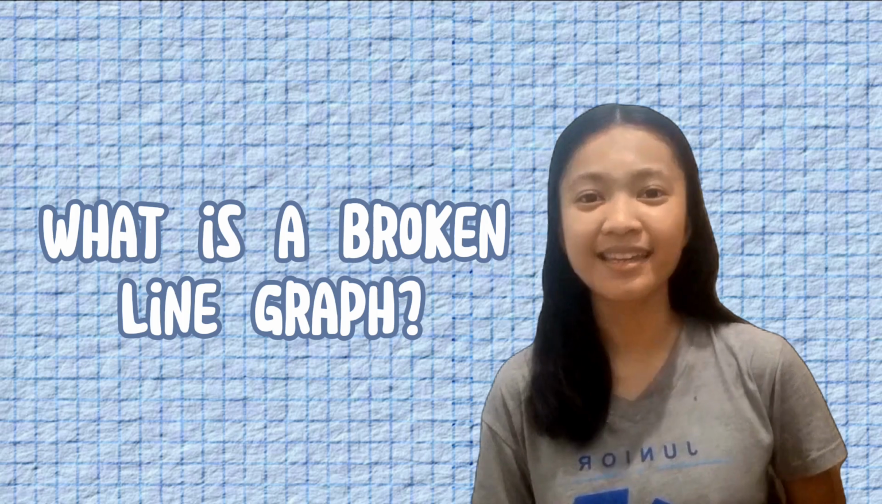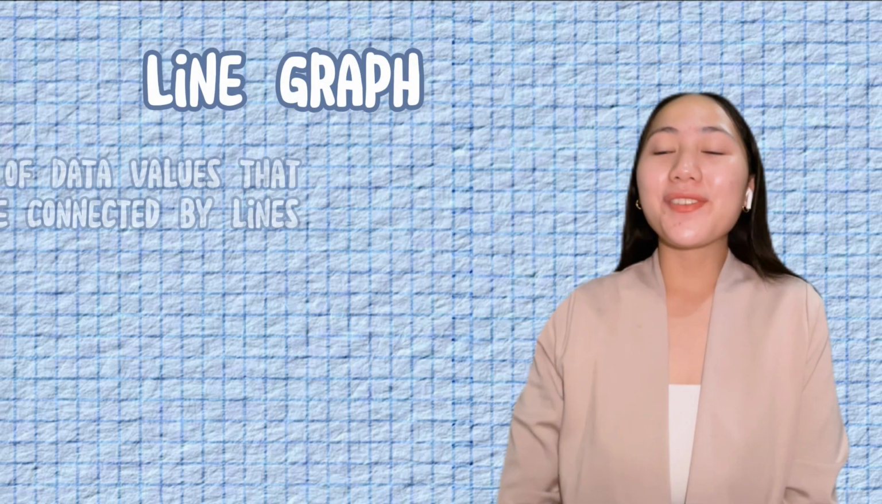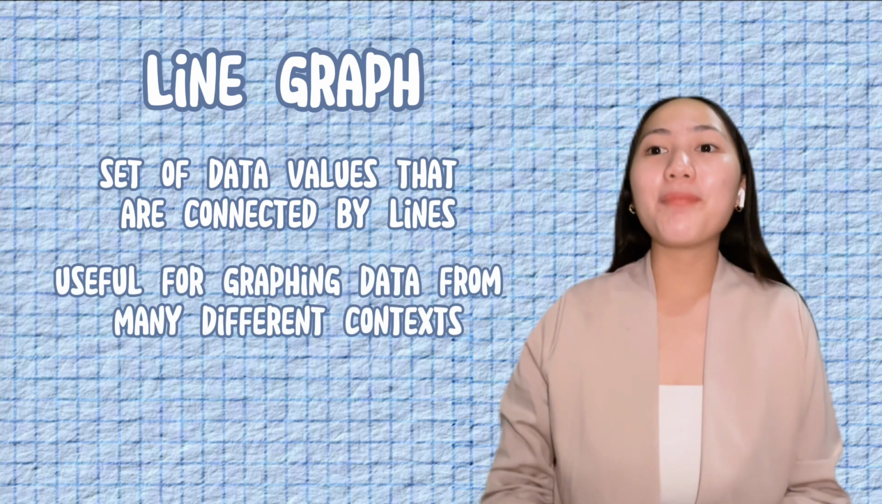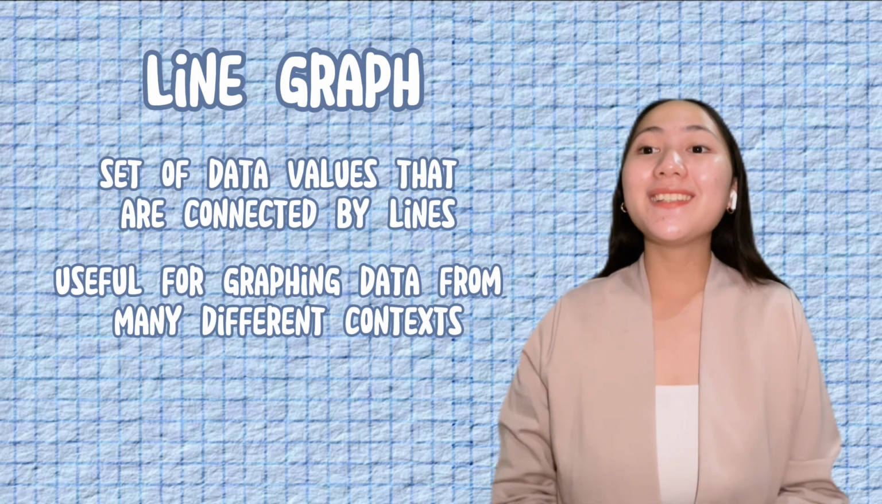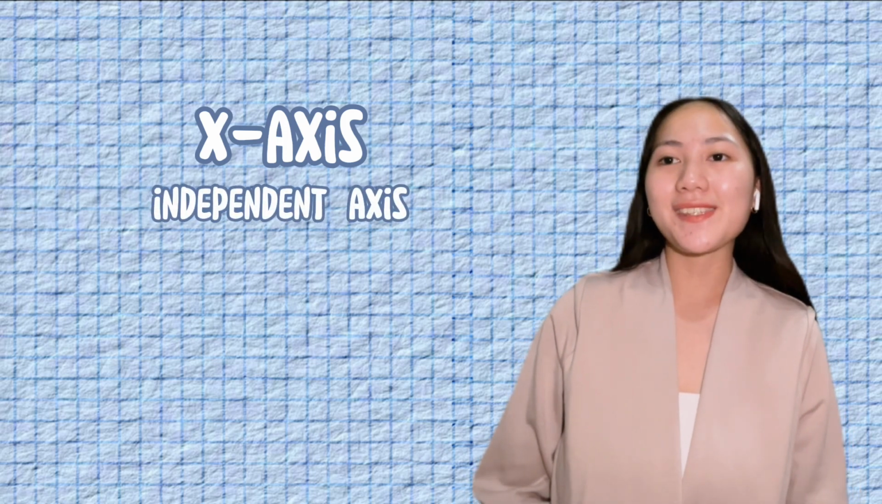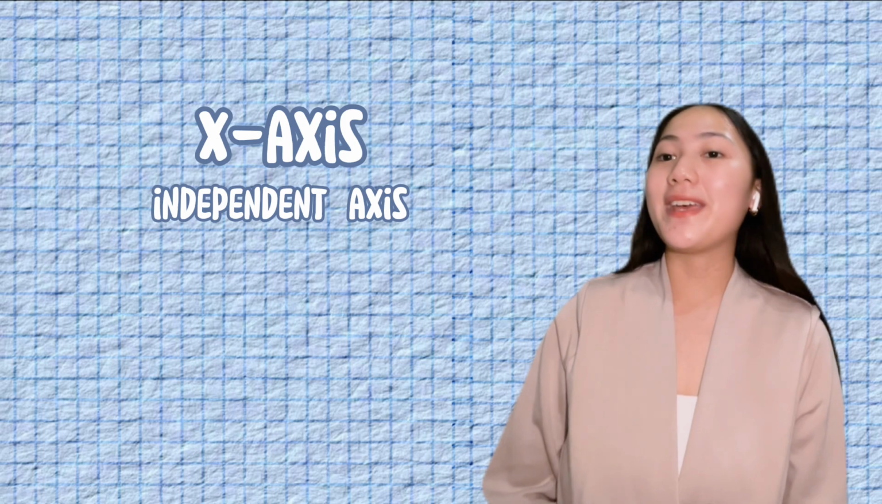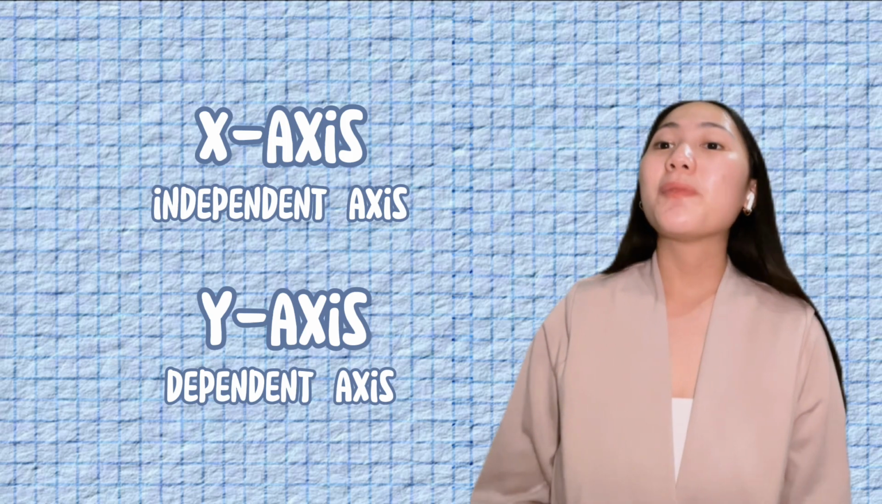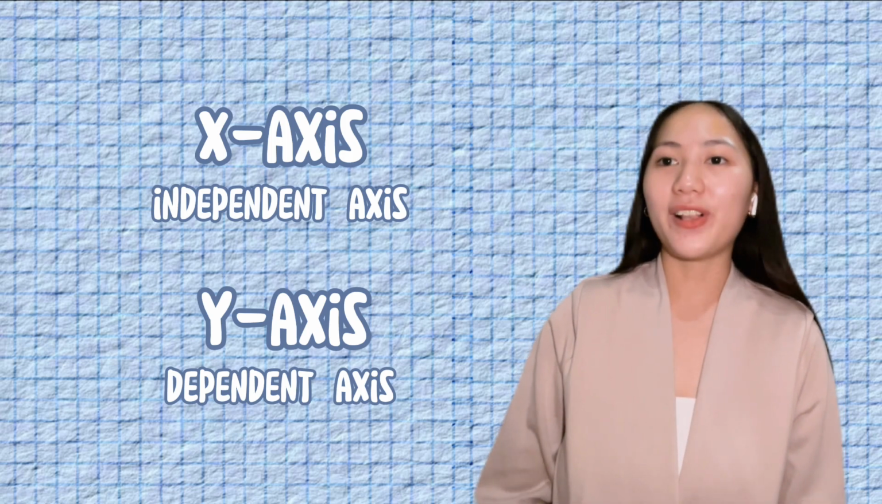So, what exactly is a broken line graph? Before starting with the topic, let's start by explaining a line graph. A line graph is a set of data values that are connected by lines. It is useful for graphing data from many different contexts. And lastly, they have a horizontal x-axis and a vertical y-axis. Each axis represents a different data type. The x-axis typically represents the independent axis because its values are not dependent on anything measured, while the y-axis is considered a dependent axis because its values depend on the x-axis values.